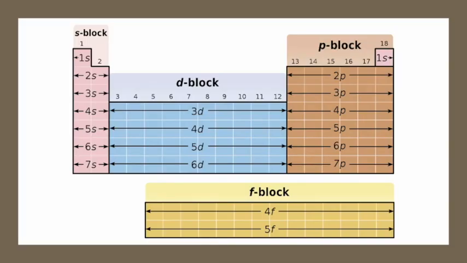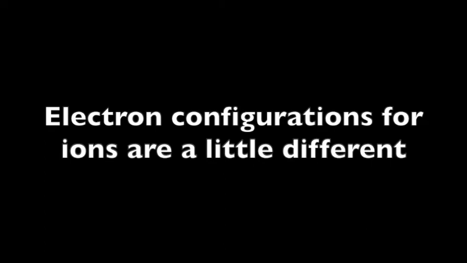Now here's a periodic table that divides the elements into different blocks. We have the S block, the P block, the D block, and the F block. And this is a very useful table for helping you to explore the electron structures of the various parts of the periodic table. In summary, electron configurations for ions are a little different.